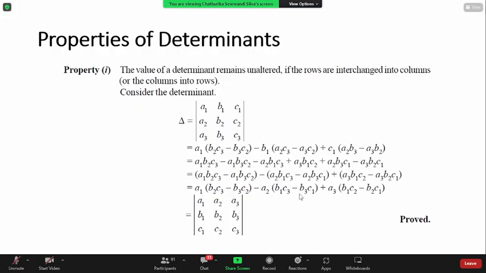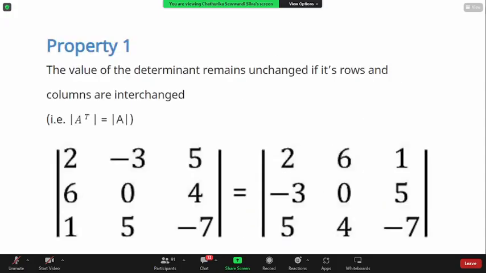I'm not going to go through the proof. If there's anyone who's interested, I have put the proof here. By yourself you can calculate the determinant of the original matrix and the transpose, right?